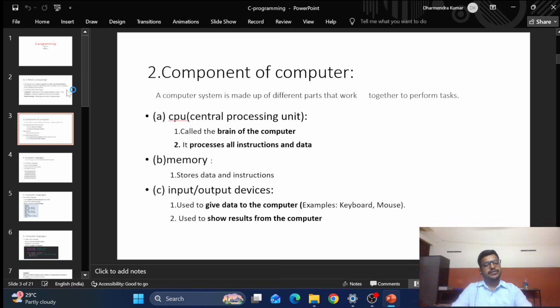And the second one is memory. Memory is used to store data and instructions. There are two types of memory: one is primary memory and one is secondary memory. We will see them later. And the last one is input output devices. Input output devices are for taking input from the users. We use input devices like keyboard and mouse. And for displaying output onto the screen, we use output devices like monitors. This type of device is called an output device.